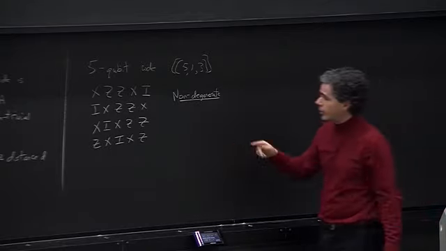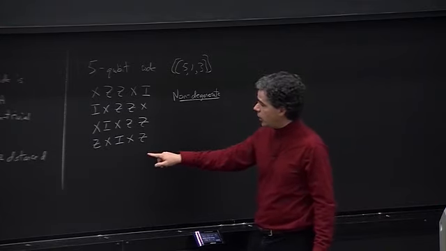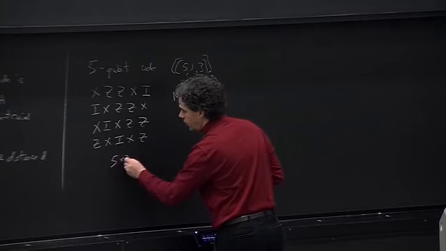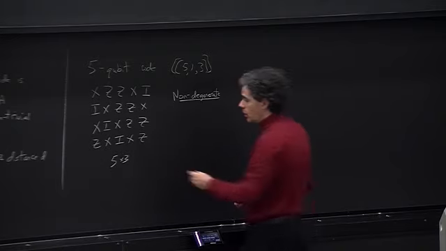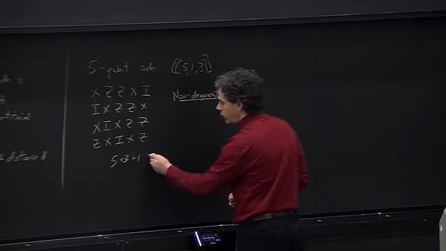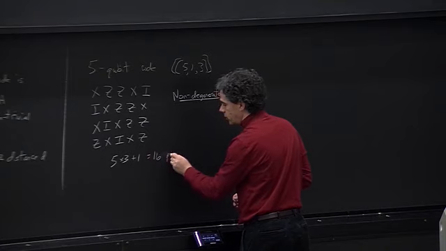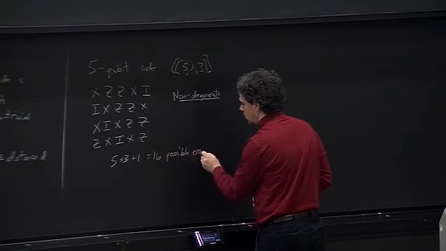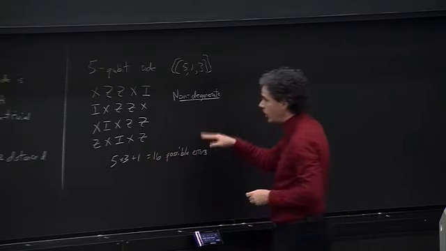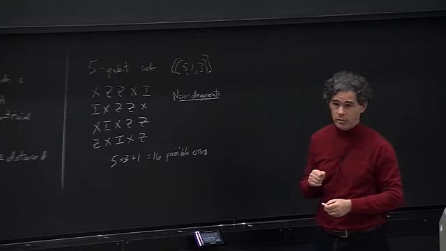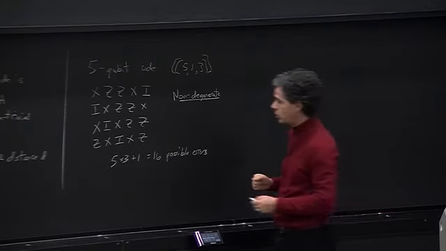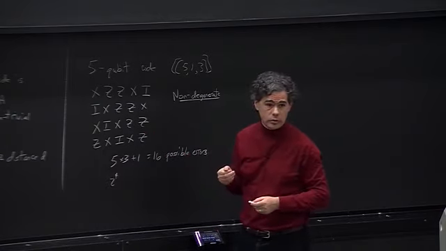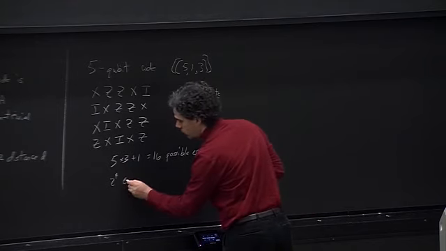So another nice thing about this code is that there's how many errors are there? Well, there's 5 qubits, and each of them could be x, y, or z. And then there's the identity. So there's 16 possible errors. And I said it's non-degenerate. Each one of them has a distinct error syndrome. How many error syndromes are there? Well, each of them is 4 bits long. So there's 2 to the 4 error syndromes.